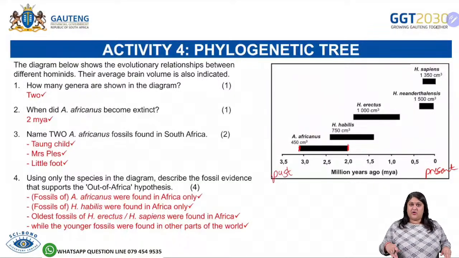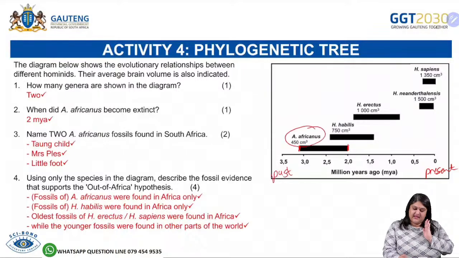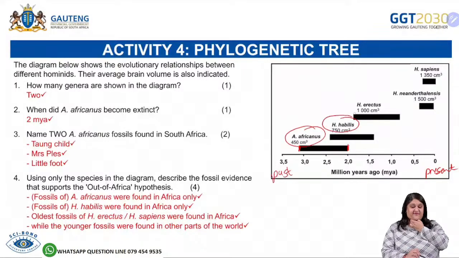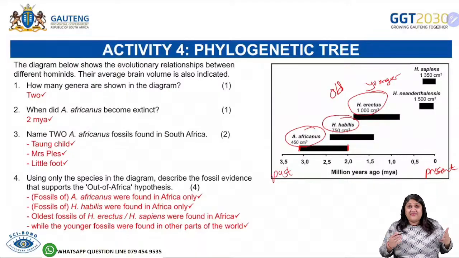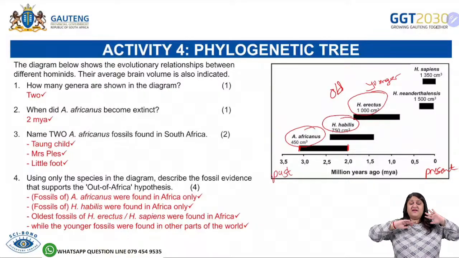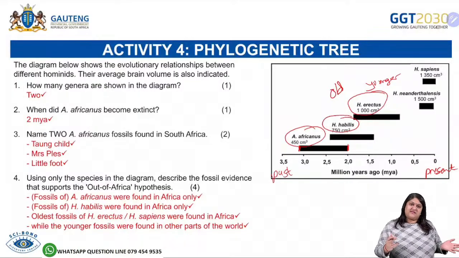Okay, so A africanus was only found in Africa. Homo habilis was found in Africa only. So those are the more primitive ones. Did you see what came first? Africanus, then Homo habilis. These were found only in Africa. The old fossils of Homo erectus, here's Homo erectus. The old fossils were found in Africa. But the younger fossils of Homo erectus were found in other parts of the world. So that means that Homo erectus moved. Right, Homo erectus moved and it traveled out of Africa because they found fossils of it, the older ones were found there.